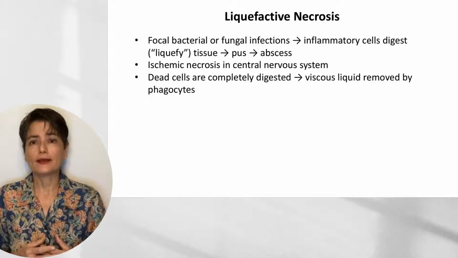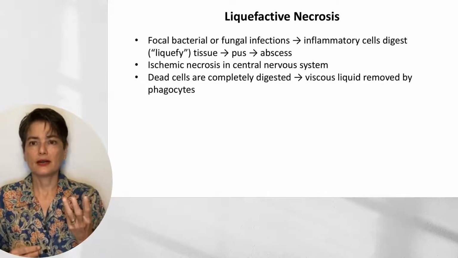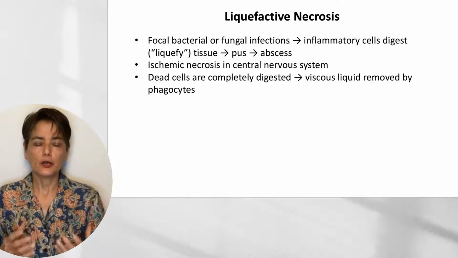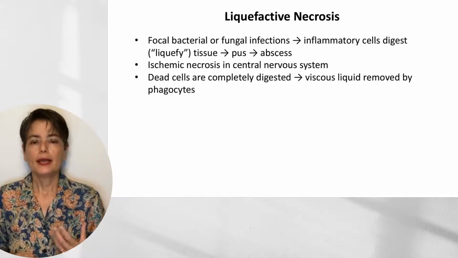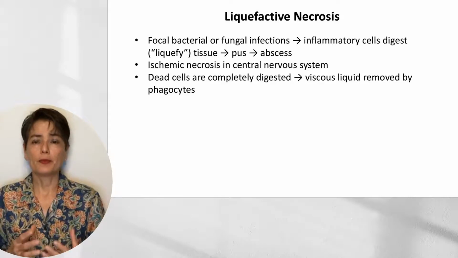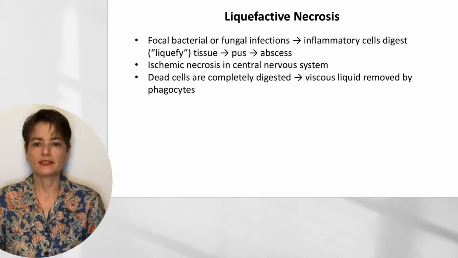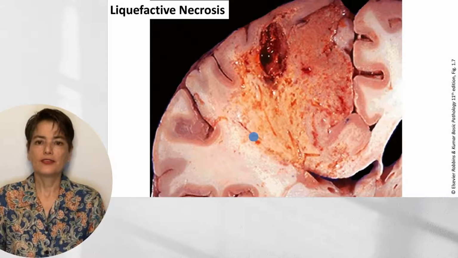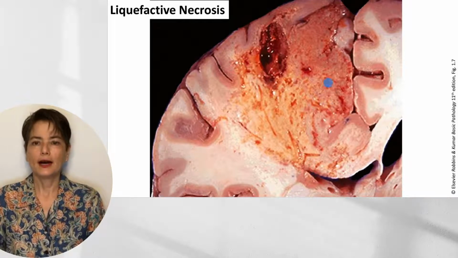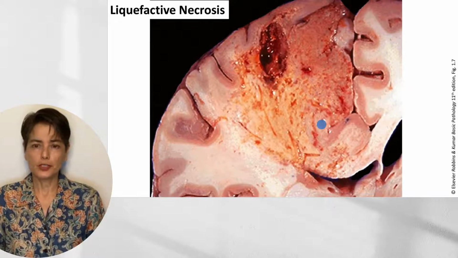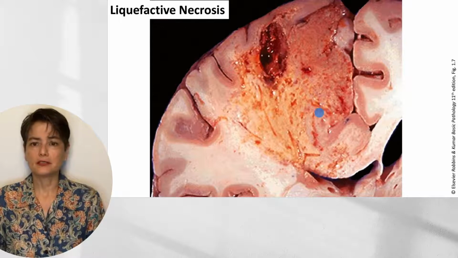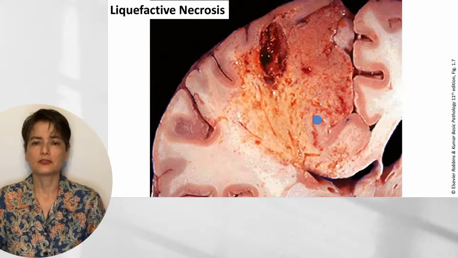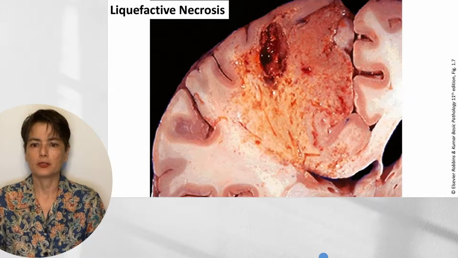So as you get this infarct-related change, you're going to get liquefaction. And in it, the dead cells will be completely digested, forming this viscous liquid that is removed by phagocytes. So here is a gross image of a brain infarct. This is the infarct here. If you were to touch this with a gloved hand, it would feel soft, spongy, maybe even a little bit slimy. I'm not going to show you a histologic image because it basically just shows very little because the cells have been dissolved by inflammatory response.